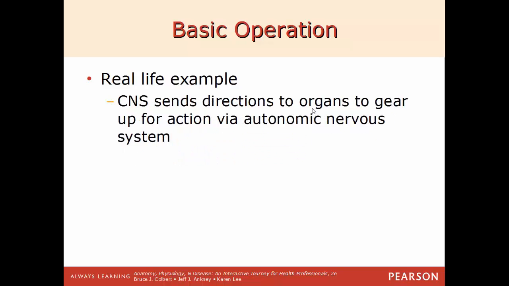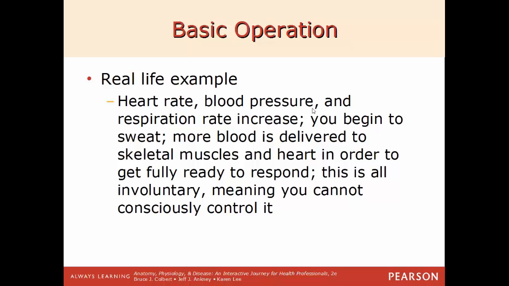So the central nervous system will send directions to organs to gear up for an emergency response via the autonomic nervous system. So in this situation, your heart rate will increase, blood pressure will increase, respiration rate will increase, you begin to sweat, the pupils will dilate. More blood is delivered to the skeletal muscles and to the heart in order to respond, so you can either stay and fight or turn around and flee. This is where the fight or flight phrase comes into play here.